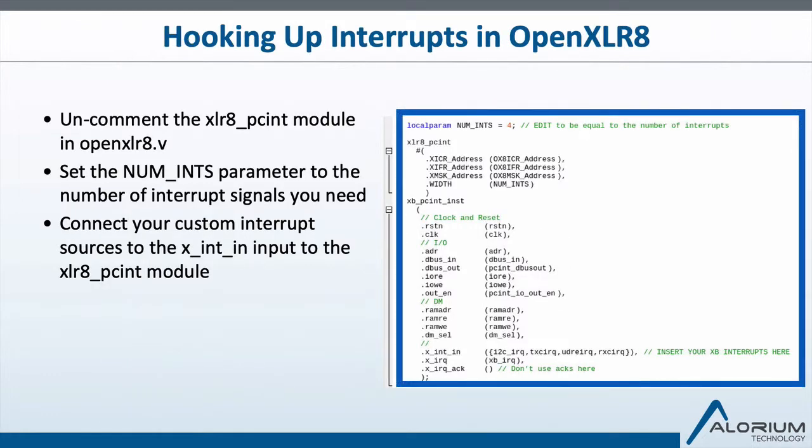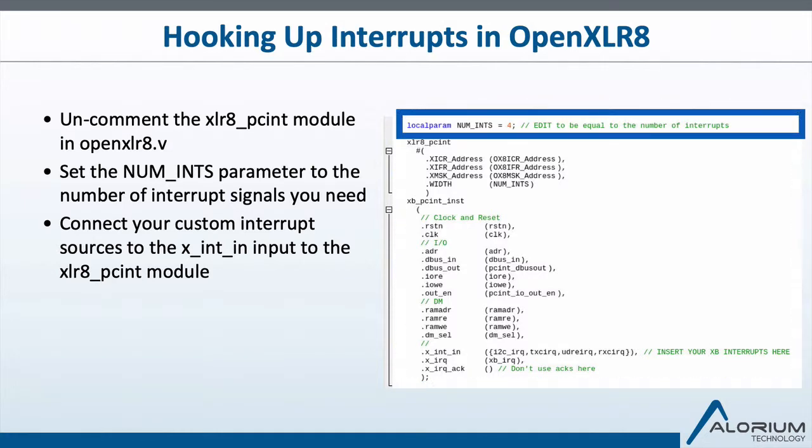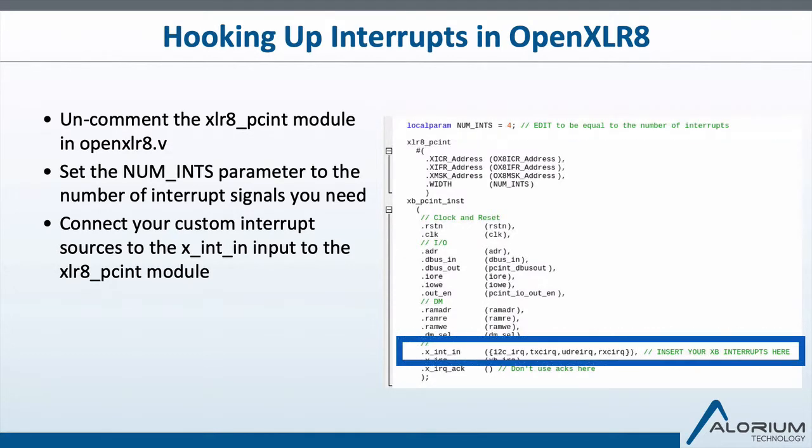That's done by going to our OpenXLR8.v file. Down at the bottom of that file, we'll find the PCInt module instantiation. It's typically commented out in OpenXLR8.v, so we first need to uncomment that. Then we need to set the parameter numints. The value of this should be equal to the number of interrupts that we're going to handle in this particular case. We have the UART with 3 interrupts, and we have the I2C with 1. So we're going to set it to 4. And then we need to wire our interrupts into the module itself. Here you can see our 4 interrupt signals being wired into the XINT-IN bus of the PCInt module.